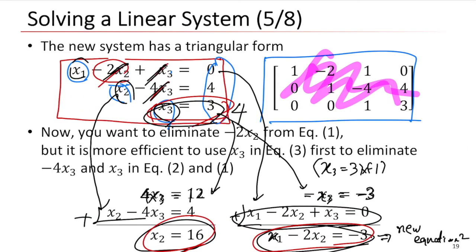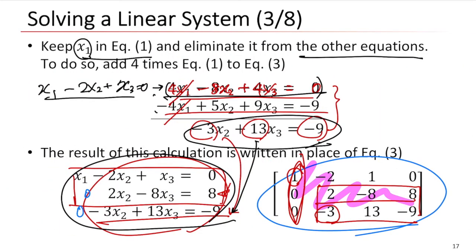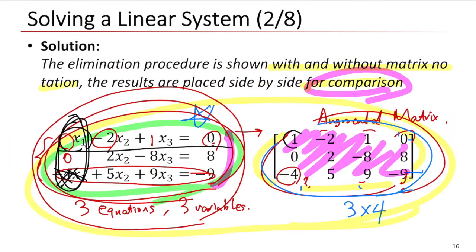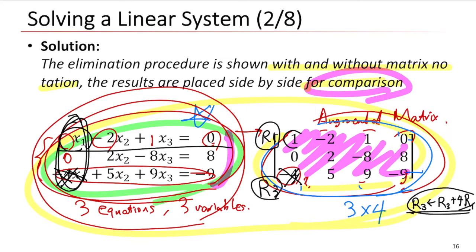Let's see the example. What is a good example? Here. We want to eliminate this value. So how can we do that? This is row 1. This is row 3. We want to eliminate this value. So we can replace R3 with R3 plus 4 times R1, row 1, like this. So this is the row replacement operation.